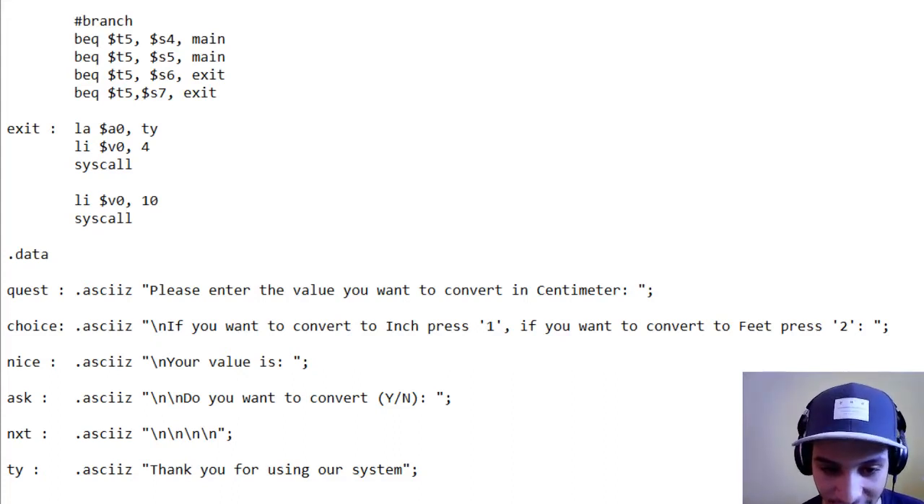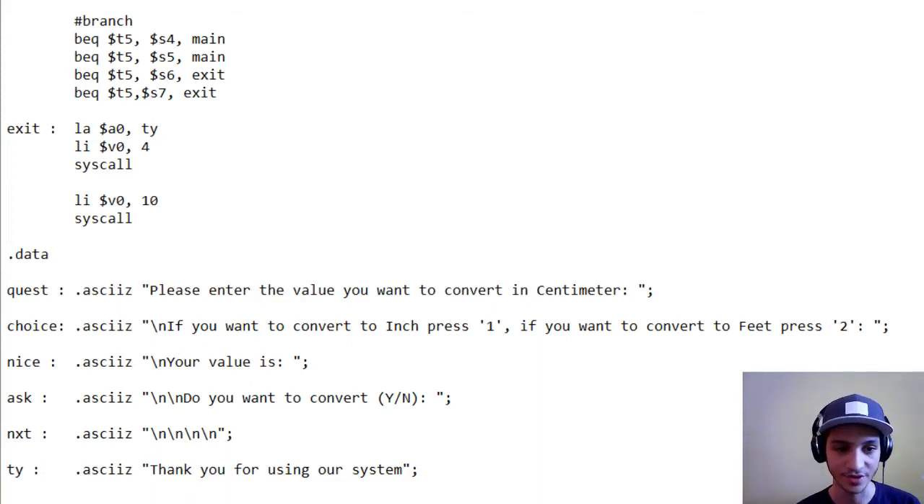And now about data. Data tells the assembler that the upcoming section is considered data, where here we use 6 different variables to make the program interface easy for the user to understand. We have quest, choice, nice, ask, next, and thank you.